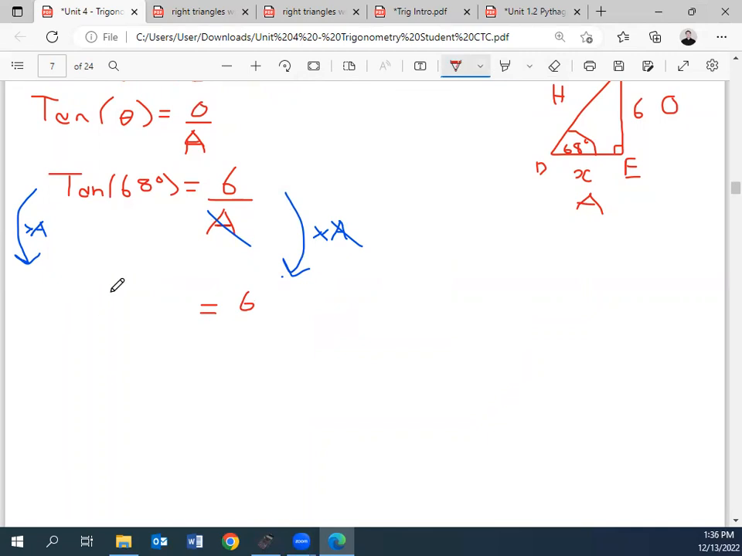On my left side, I'm going to have tangent of 68 degrees times what? Times A, right? Because I'm timesing the whole side by A. So I'm going to have tangent of 68 degrees, and the whole thing is times by A. That's another reason why I didn't use X.